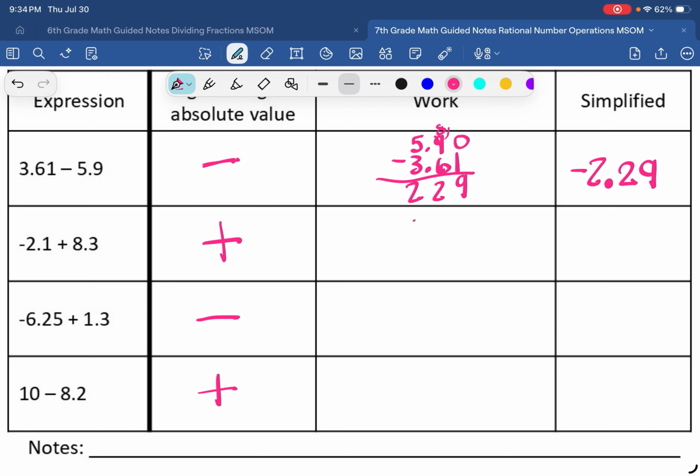So 8.3, ignoring my signs, just subtract them. 8.3 minus 2.1. Remember to line up your decimals. So 6.2, my answer is positive.